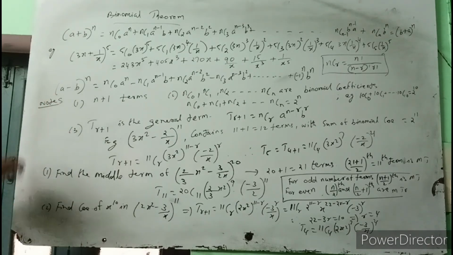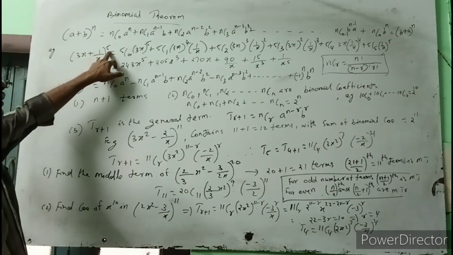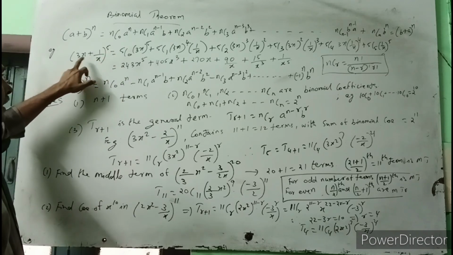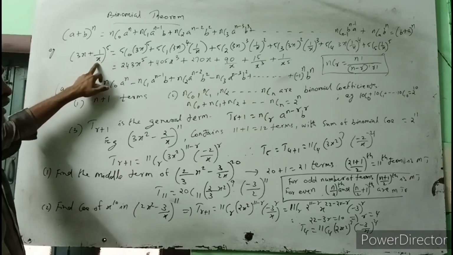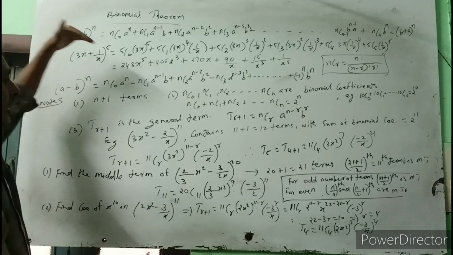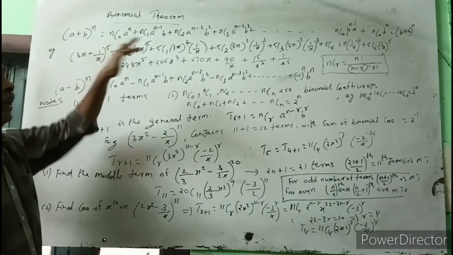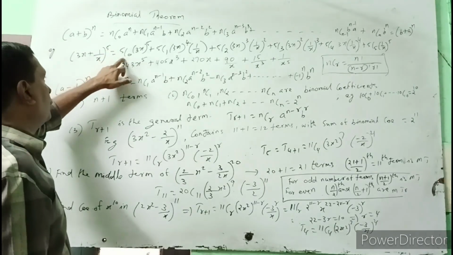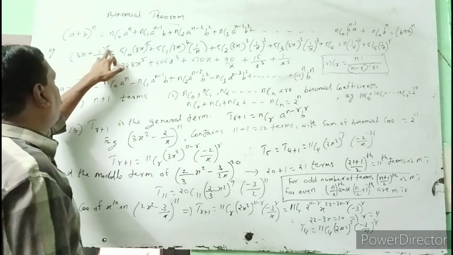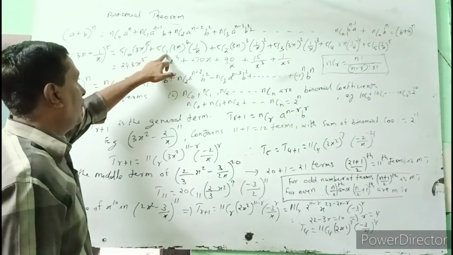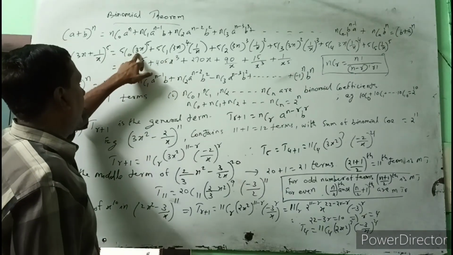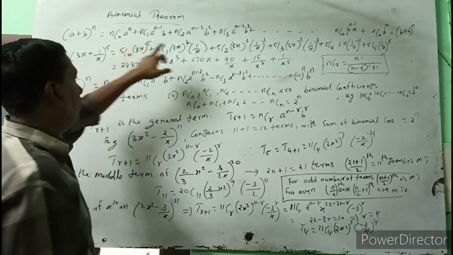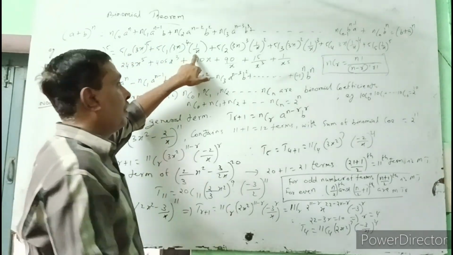One example is written: (3x + 1/x) whole raised to 5. Here n is 5. Now the first term is 3x and the second term is 1/x. The power of the first term will decrease and the power of the second term will increase. That is written here. 5C0, start with C0, 5C0 first term raised to 5, plus 5C1 first term with power reduced by 1, that is 5 minus 1, 4, into the second term with power 1.